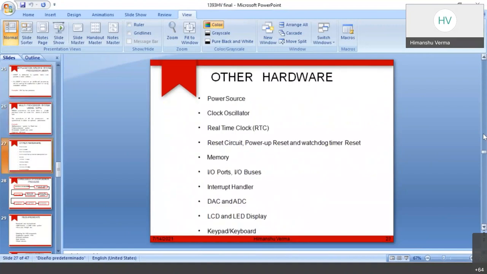Now, other hardwares. So not only the processors or microcontrollers or maybe RAM.